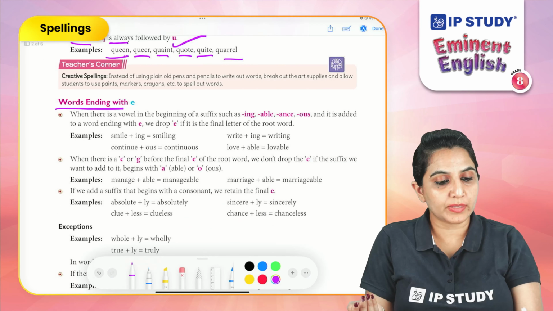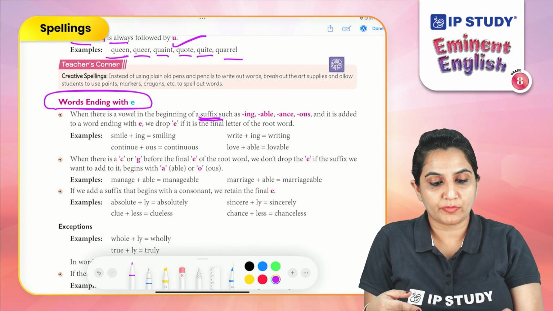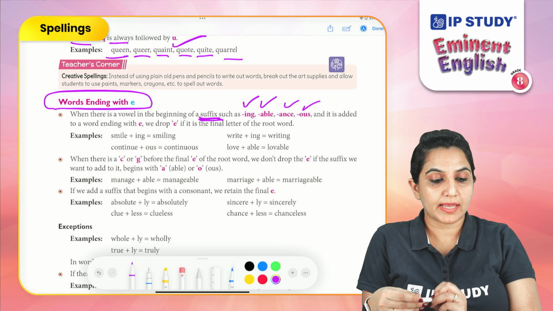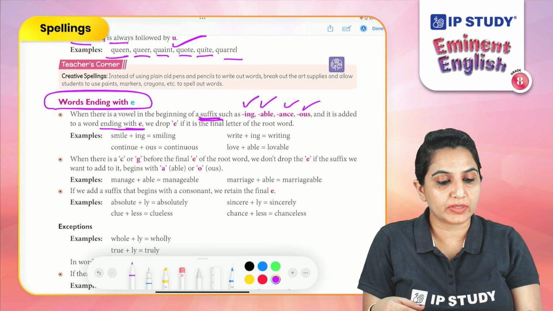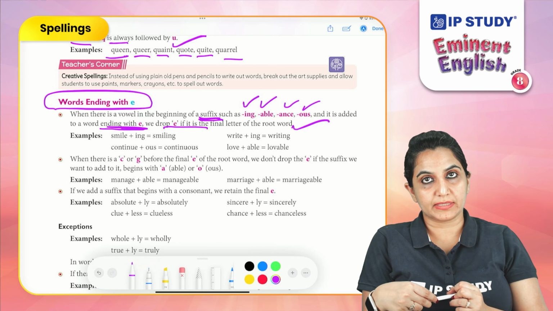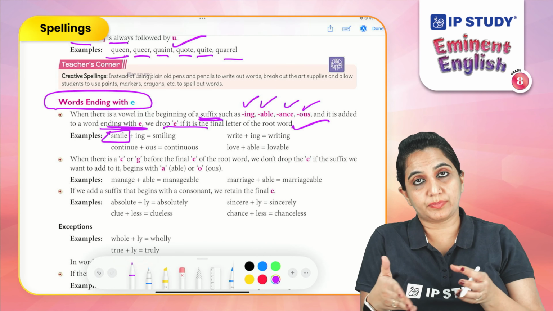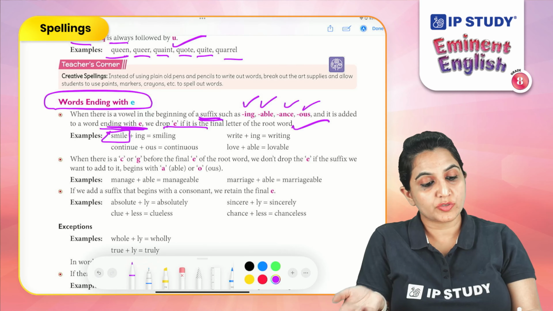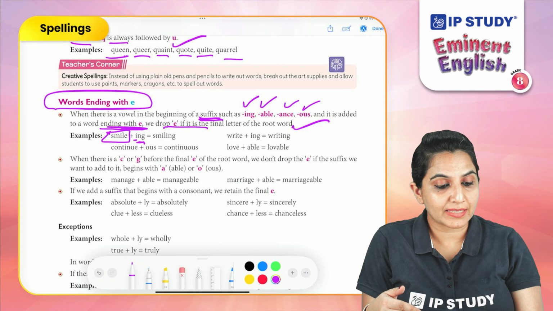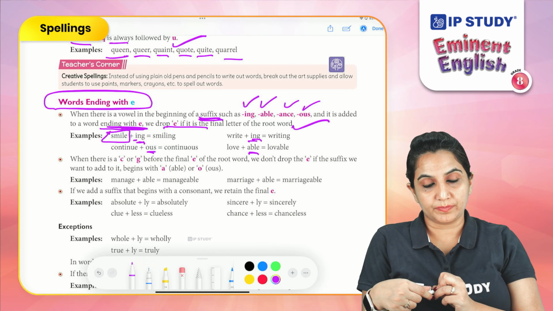Words ending with E. When there is a vowel in the beginning of a suffix, for example, ing, able, ance, us, it is added to a word ending with E. We drop E if it is the final letter of the root word, like smile. Now when you form the present continuous tense of smile, smiling. So when you add ing to it, just drop E. Why? Because the suffix already has a vowel. Similarly with continue, continuous, write, writing, love, lovable.